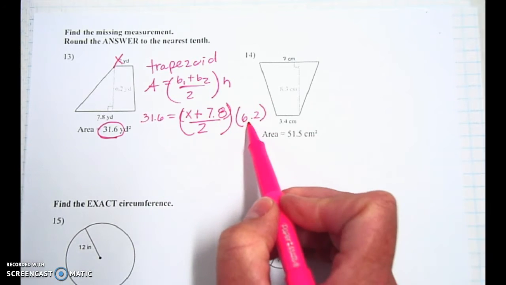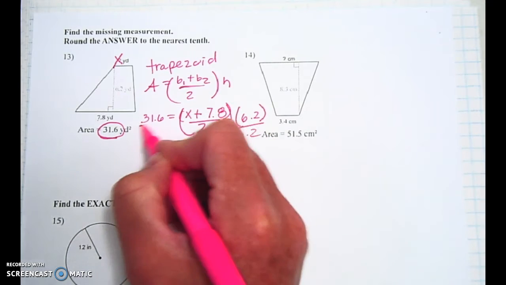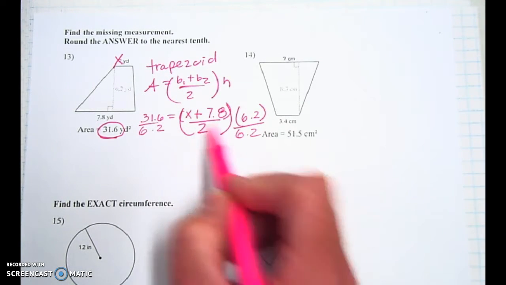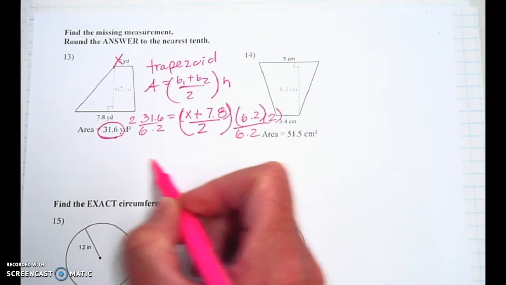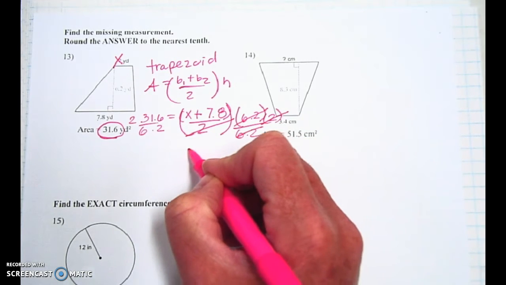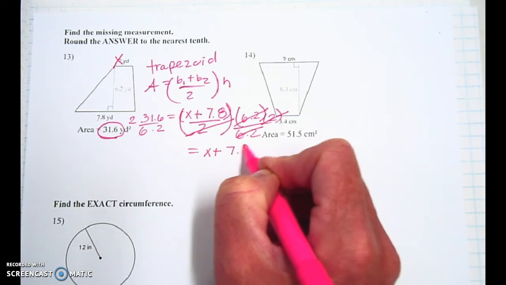So now, since this is being multiplied by 6.2, we're going to divide both sides by 6.2. And since it's being divided by 2, I'm going to multiply both sides by 2. So I get some stuff to cancel. These cancel, the 6.2s cancel, and we're just left with x plus 7.8.